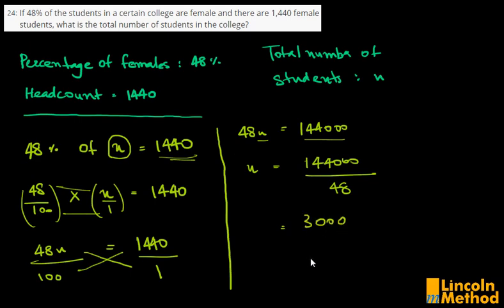3,000. So x equals 3,000, and x was our total number of students. So x equals 3,000. So there are a total of 3,000 students in the college.